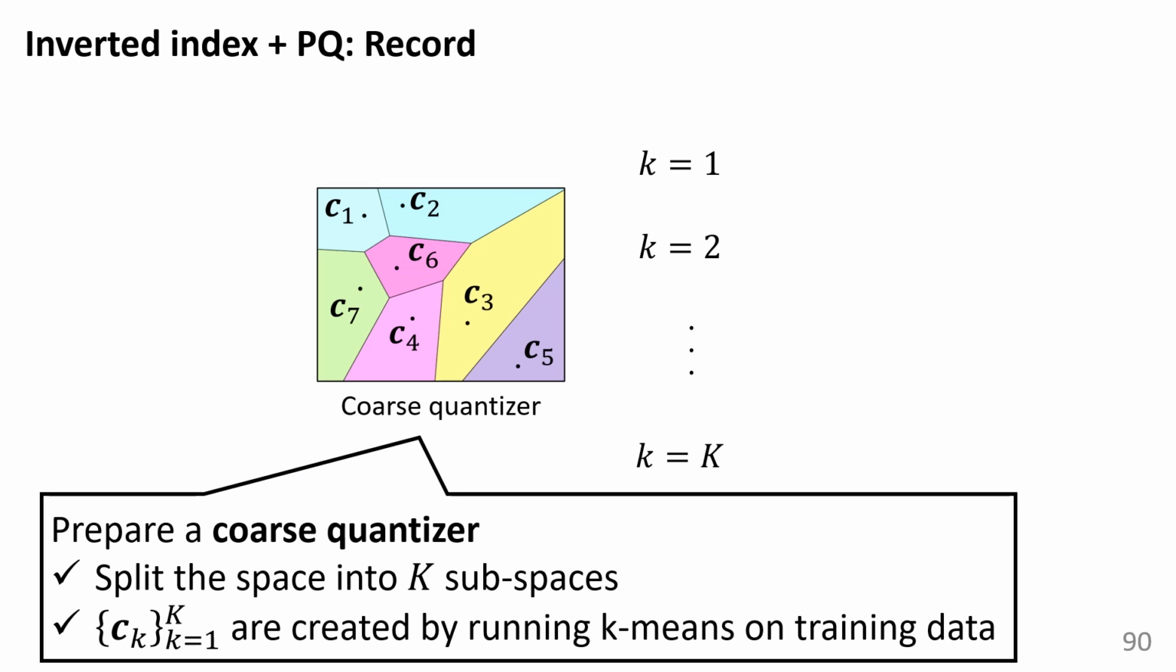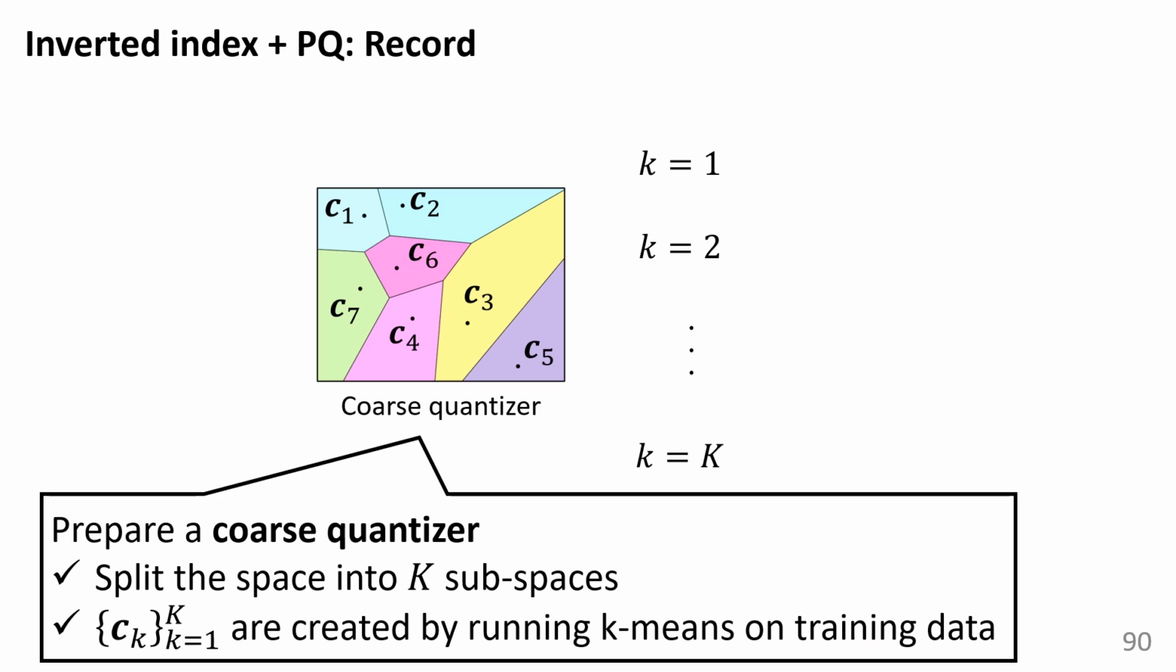Okay, then let's introduce billion-scale search: an inverted index plus PQ. First we need to prepare a coarse quantizer like this. This splits the space into k subspaces, and each C is a centroid, created by running k-means on the training data. So it's k-means, and these are center vectors.